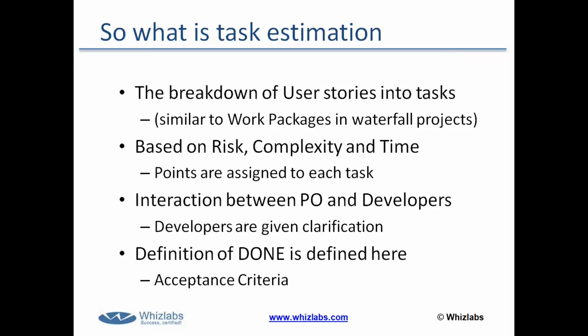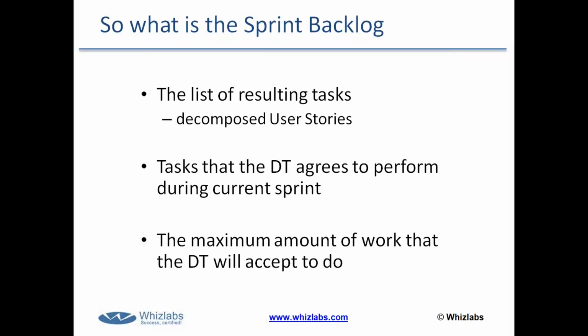Further down, task estimation is also an interaction between product owners and developers. The developers are giving clarification on the user stories, and they will know how to break down the user stories into tasks. The definition of done was defined earlier, but is clarified here. The acceptance criteria, the done factor of a feature, is defined better here, because now the developers are taking on the responsibility of accomplishing these tasks.